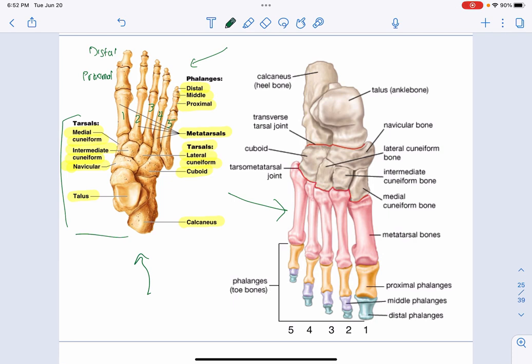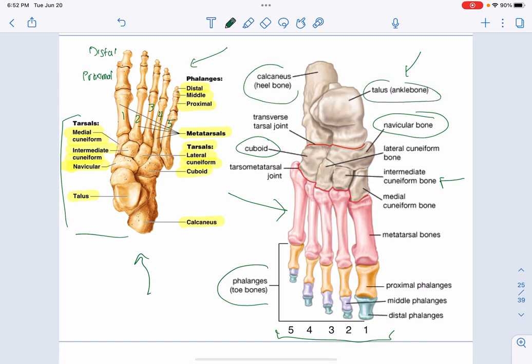So work through that. And then on the other side, I have it where it's color coded, so you can see the numbering system here, down here. And then you can see the cuneiform, so there's a row of cuneiform bones. And then you have the bigger bones, the cuboid, the navicular, the talus, and the calcaneus. So those are the names of the bones that you'll find in the foot. In the lab, we have models of an entire foot, so you can sit and work through the names of these bones, as well as identifying the phalanges.